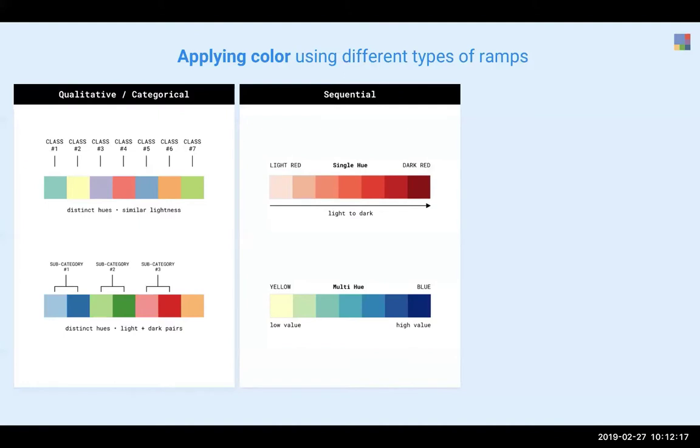Next, sequential ramps are applied to ordered numerical data, such as floor area ratios or population density. These ramps fade from a dark shade of a chosen color to a very light or white tint of the same hue. These changes in lightness correspond to the data's progression. Lighter hues typically correspond to lower values and darker hues to higher values. Sequential schemes can use a single hue, like the red one we see here at the top, or be derived from multiple hues. This multi-hue example on the bottom goes from light yellow to dark blue, with green hues appearing for values in the middle of the progression.